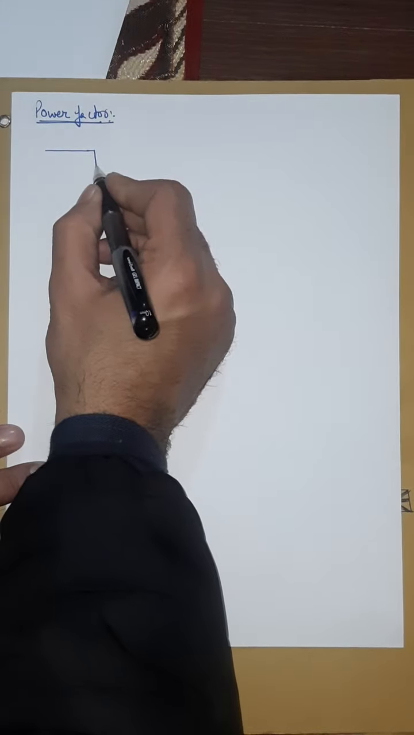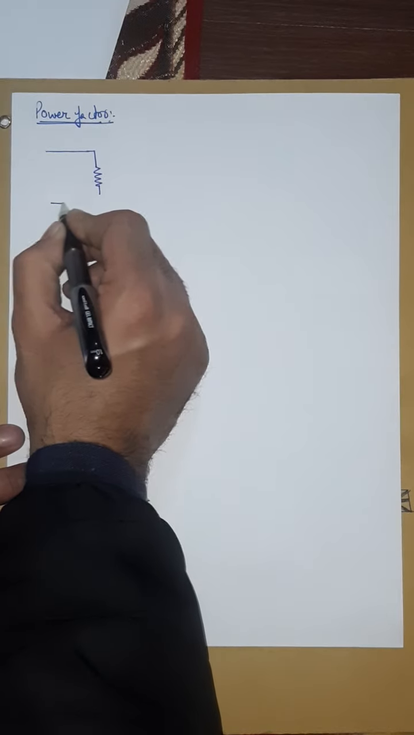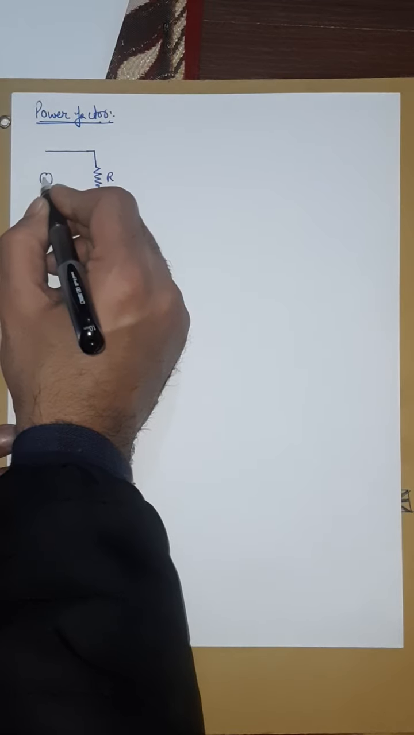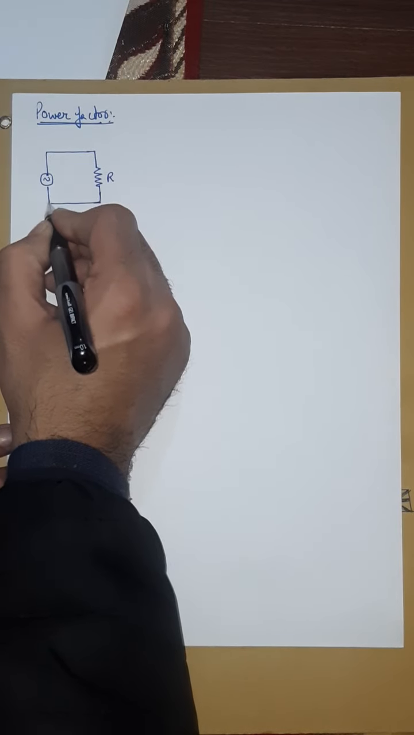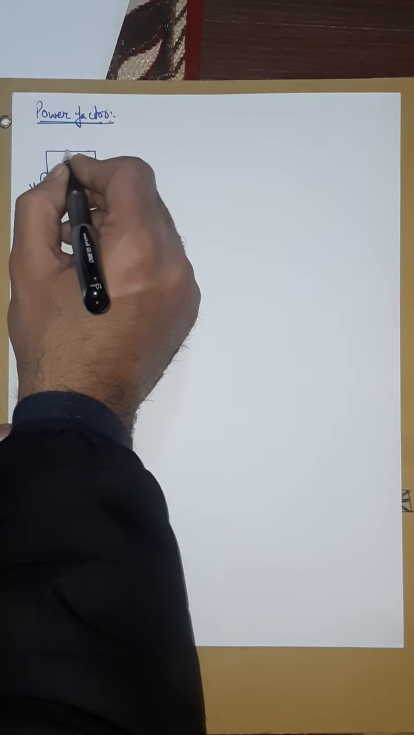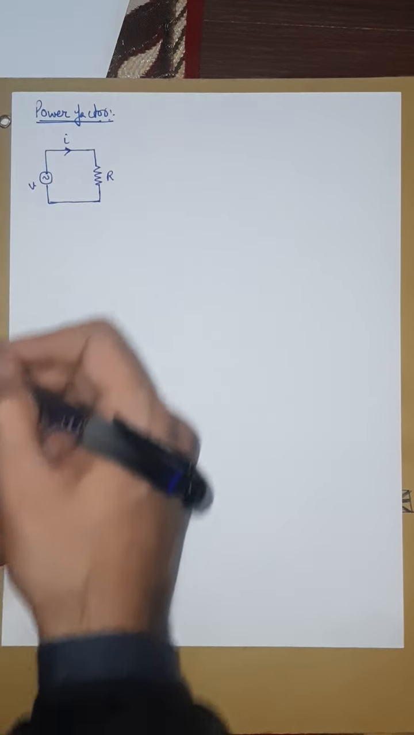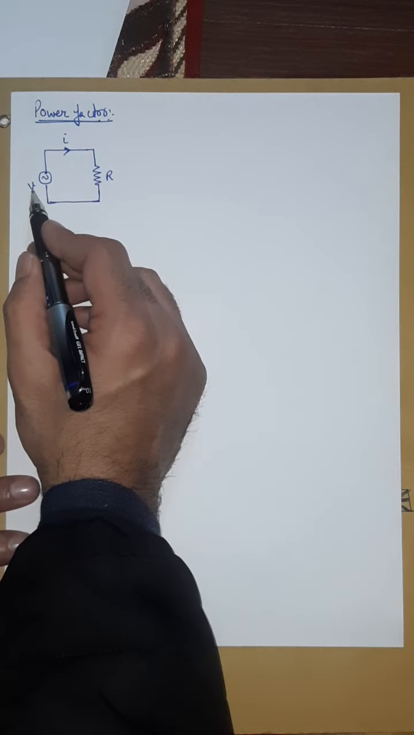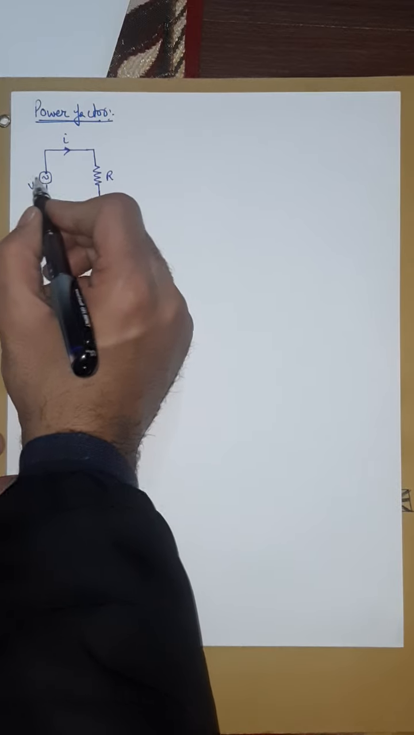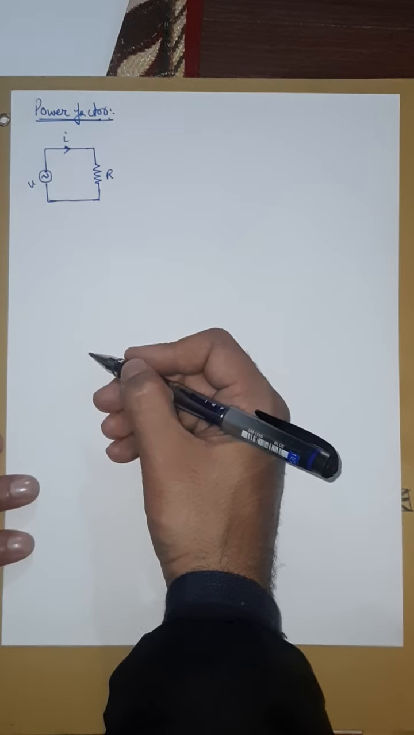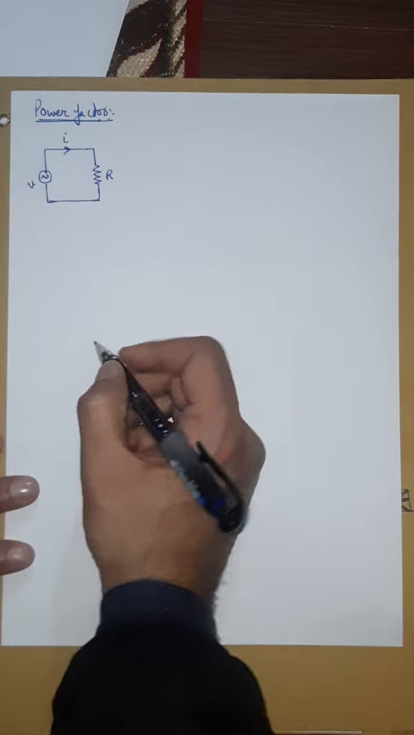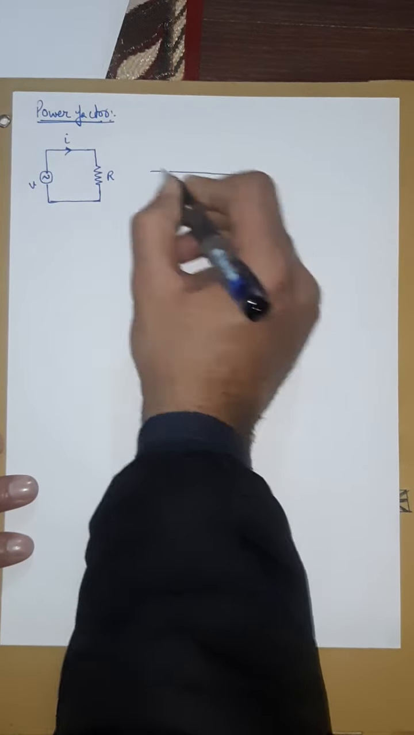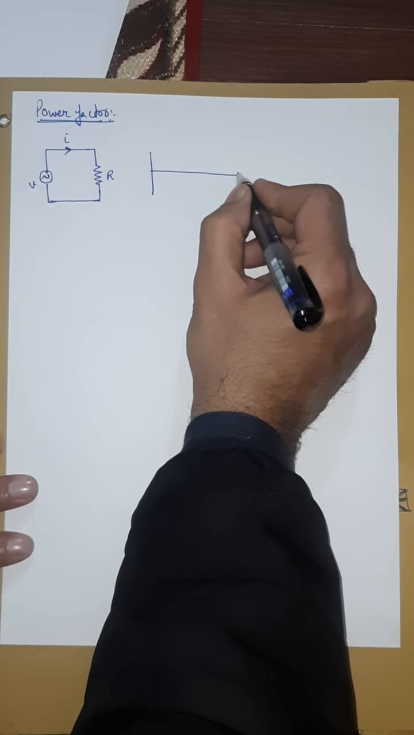Suppose I have a purely resistive load here, R, and I have some sinusoidal source V, and some current I is flowing in the resistor. For a purely sinusoidal voltage wave shape, how will the current behave in a resistive load? I will show it in the form of a wave here.